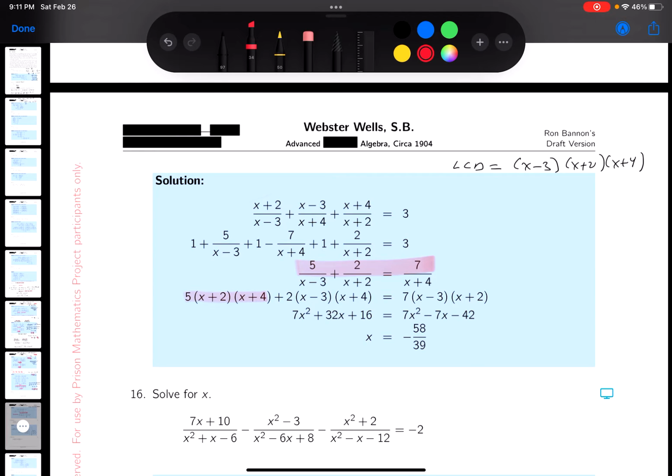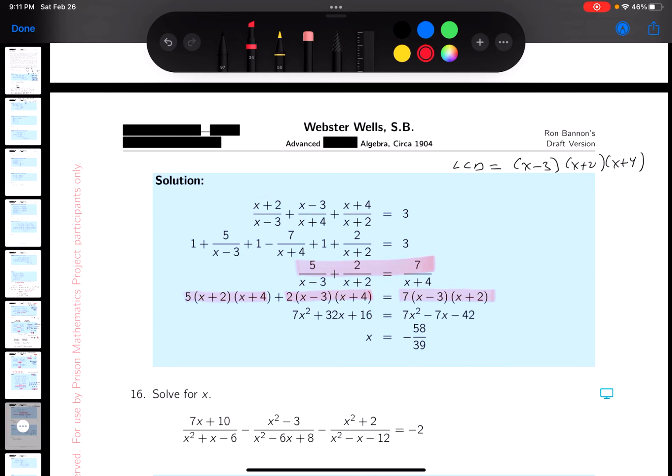The x minus 3 would cancel off. You're left with x plus 2, x plus 4. Now, the second term, you certainly have a 2, and x plus 2 cancels off. So you have x minus 3, x plus 4. Over here, you certainly have 7. The x plus 4 cancels. You're left with x minus 3, x plus 2. Yes, you have to do some multiplications now.